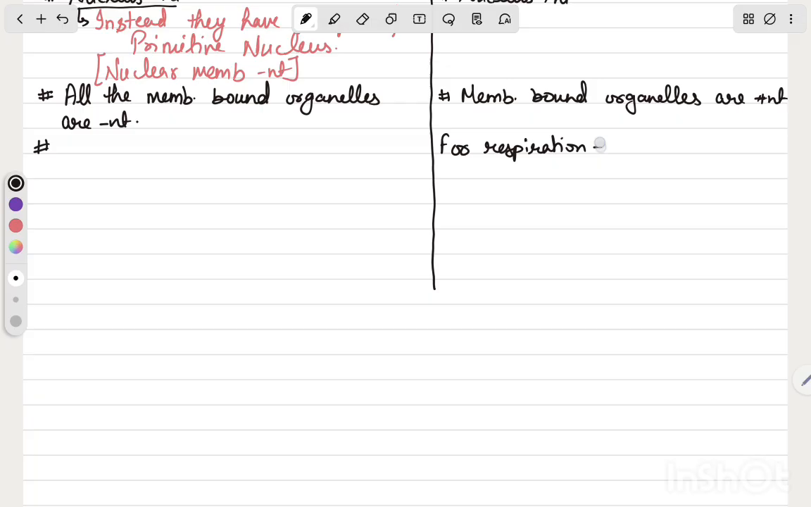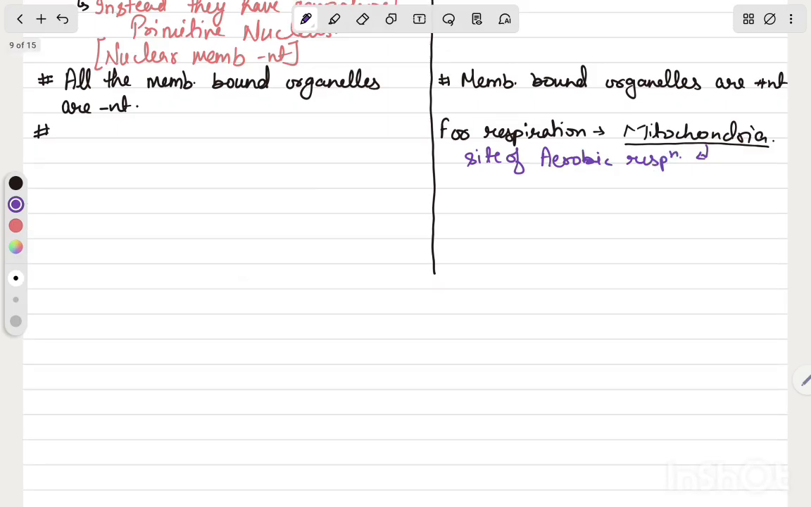Next difference, for respiration, eukaryotic cell have mitochondria, right? Mitochondria is the site of aerobic respiration. But for respiration, prokaryotes have mesosome. So we can say mesosome is analogous to mitochondria.